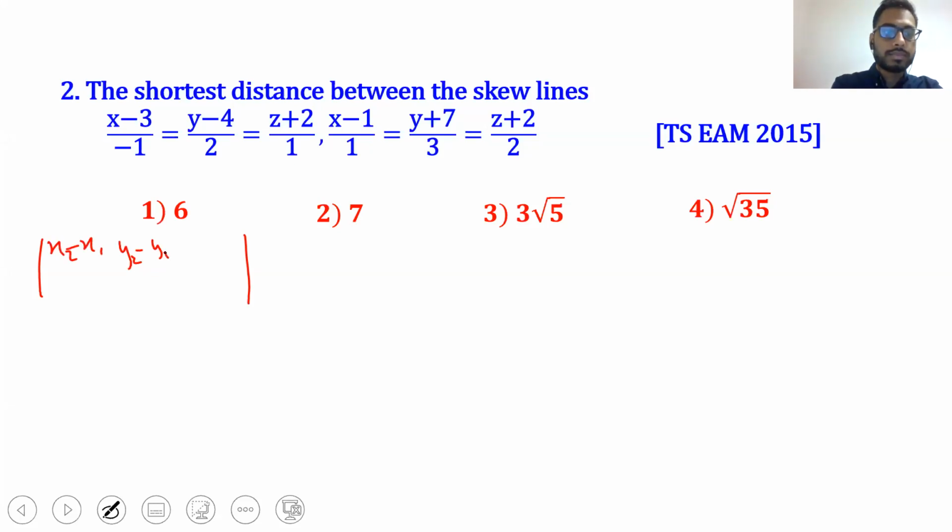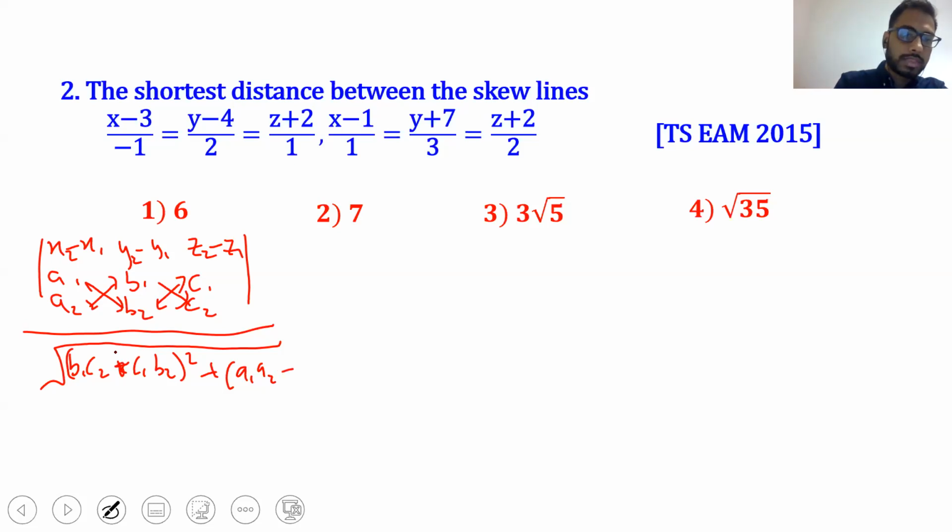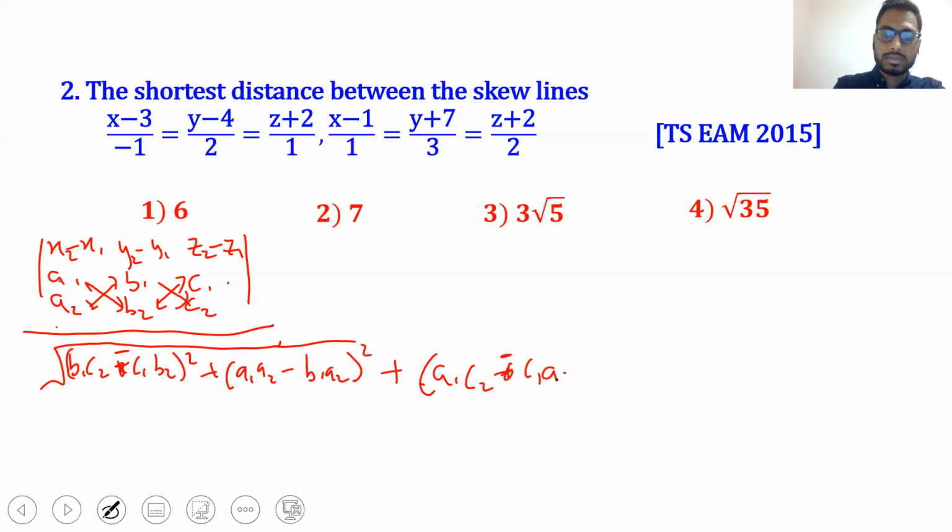the determinant with rows x2 minus x1, y2 minus y1, z2 minus z1; a1 b1 c1; a2 b2 c2, which is divided by the square root of, cross multiply this and this, so that is going to be (b1 c2 minus c1 b2) the whole square, plus in the next step cross multiply these two, so that would be (a1 b2 minus b1 a2) the whole square, plus then multiply the end coordinates, so (a1 c2 minus c1 a2) the whole square.